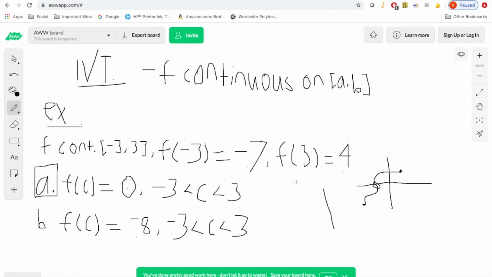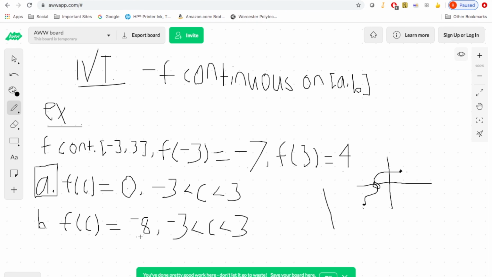And the function has to be equal to every value between -7 and 4. So -6, -5, and on and on. The function has to take on each of these values at least once. There's no way that you can get from this point to that point without hitting the place where the function is equal to 0. And for that reason, it's going to be A.